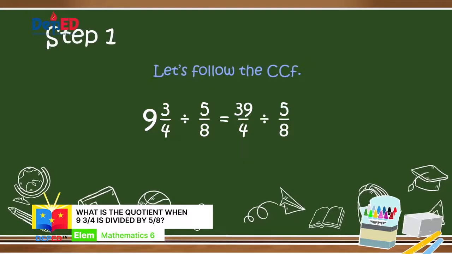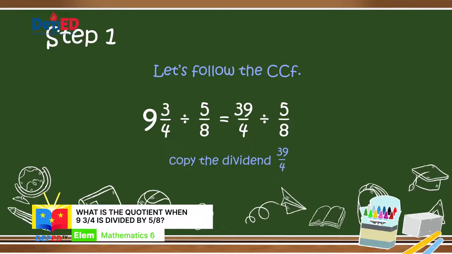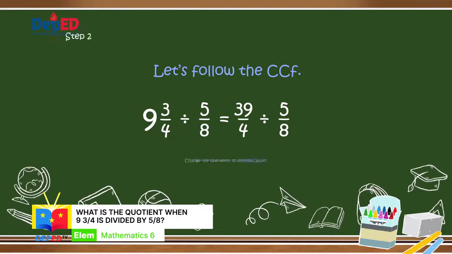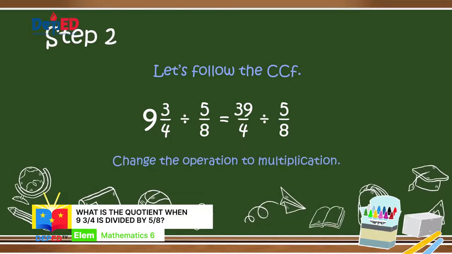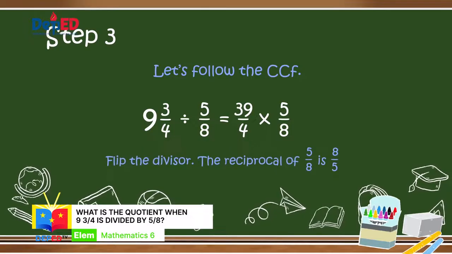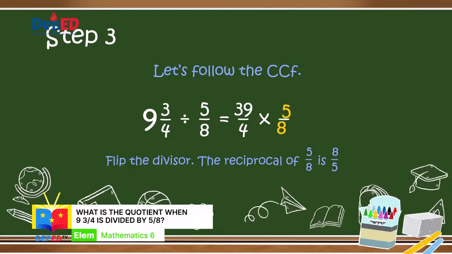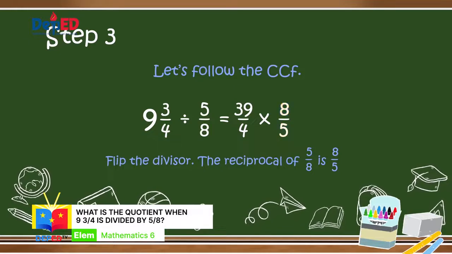Let's follow the CCF. 39/4 divided by 5/8. Step 1. Copy the dividend 39/4. Step 2. Change the operation to multiplication. Step 3. Flip the divisor. The reciprocal of 5/8 is 8/5. Now, multiply the numerators and the denominators or use cancellation method.